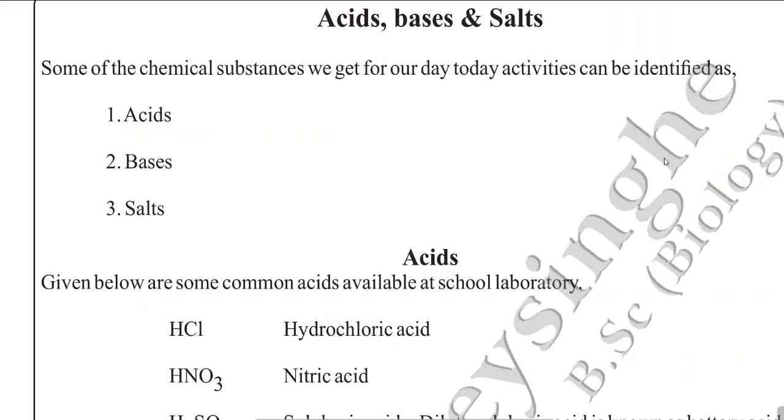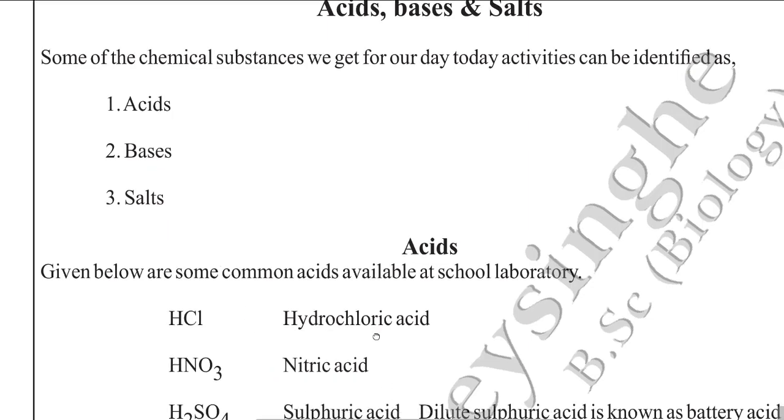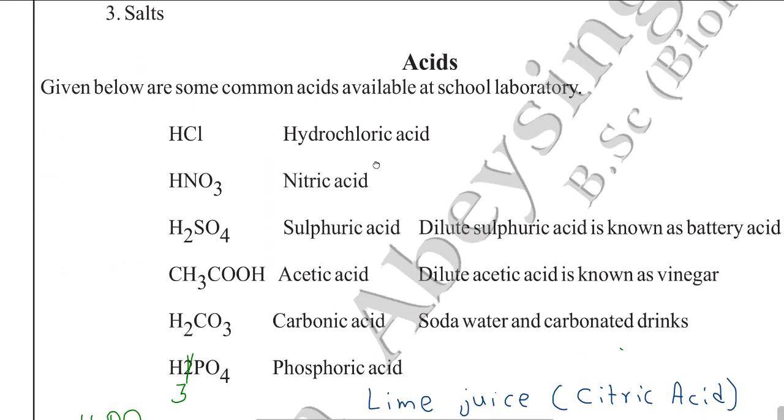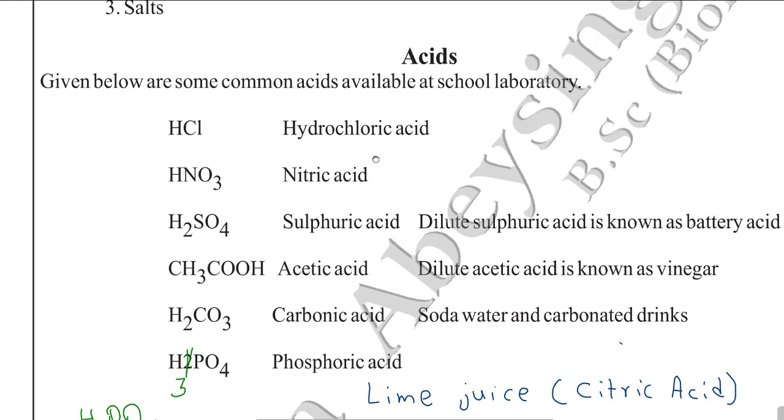This is the first page of the tutorial book. Acids, bases and salts, right? That's we can tell, acid, base and neutral. Salt is neutral, right? Some chemical substances we get for our day-to-day activities can be identified as acids, bases and salts. I have given some examples for acid. It's a very short and simple lesson, right?